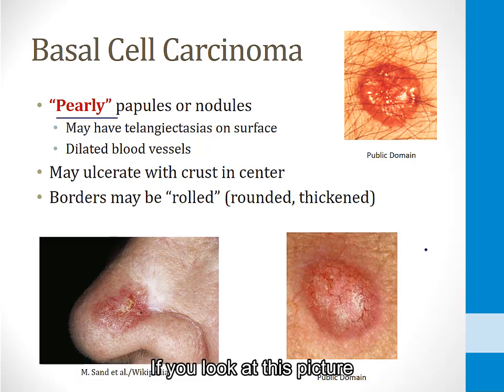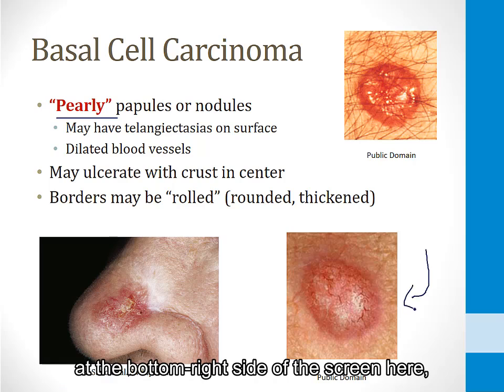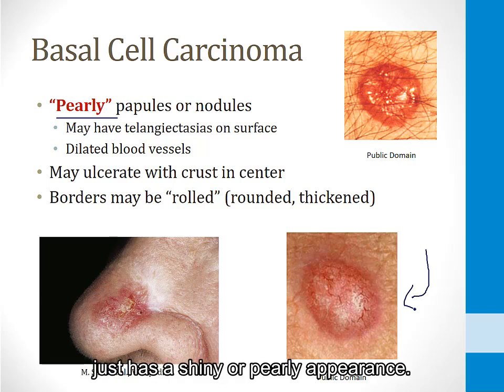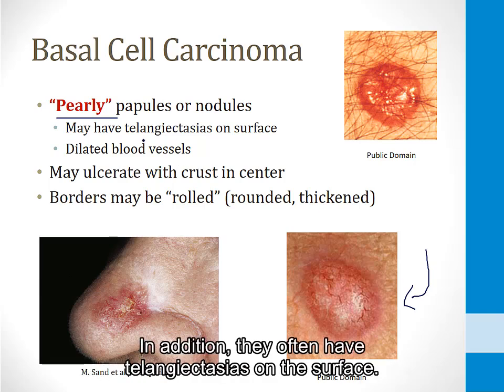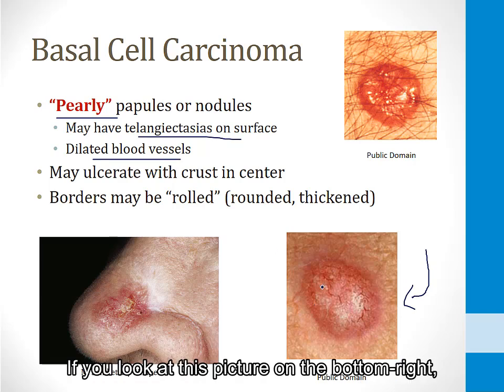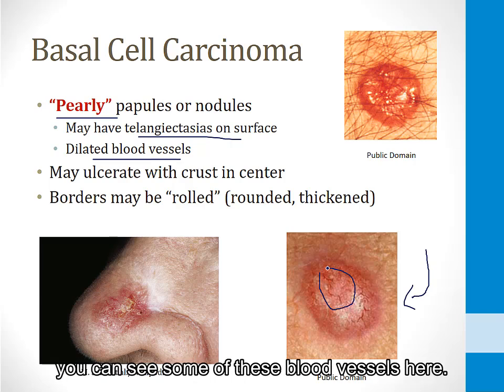If you look at this picture at the bottom right side of the screen here, you can see that the basal cell carcinoma just has a shiny or pearly appearance. In addition, they often have telangiectasias on the surface. These are dilated blood vessels. If you look at this picture on the bottom right, you can see some of these blood vessels here.